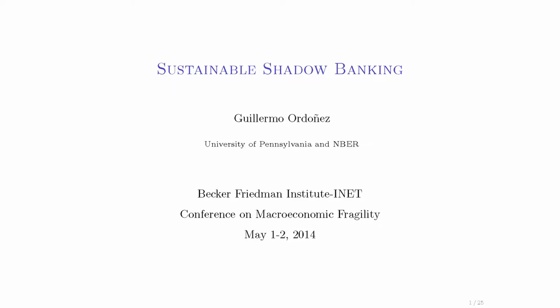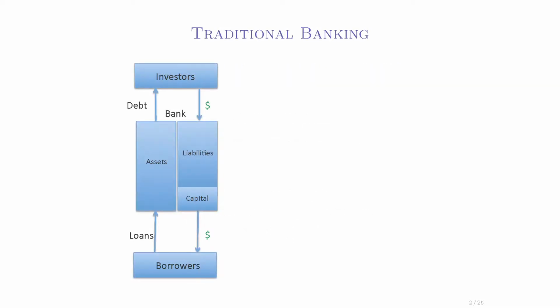So this is the traditional banking as we know it and we like it. There are investors who have money, borrowers who need money. Investors give money to banks, banks give money to the borrowers, then these loans enter as assets of the bank, and then the bank issues debt that are liabilities to the investors, and typically banks have some capital, some skin in the game, and that's it.